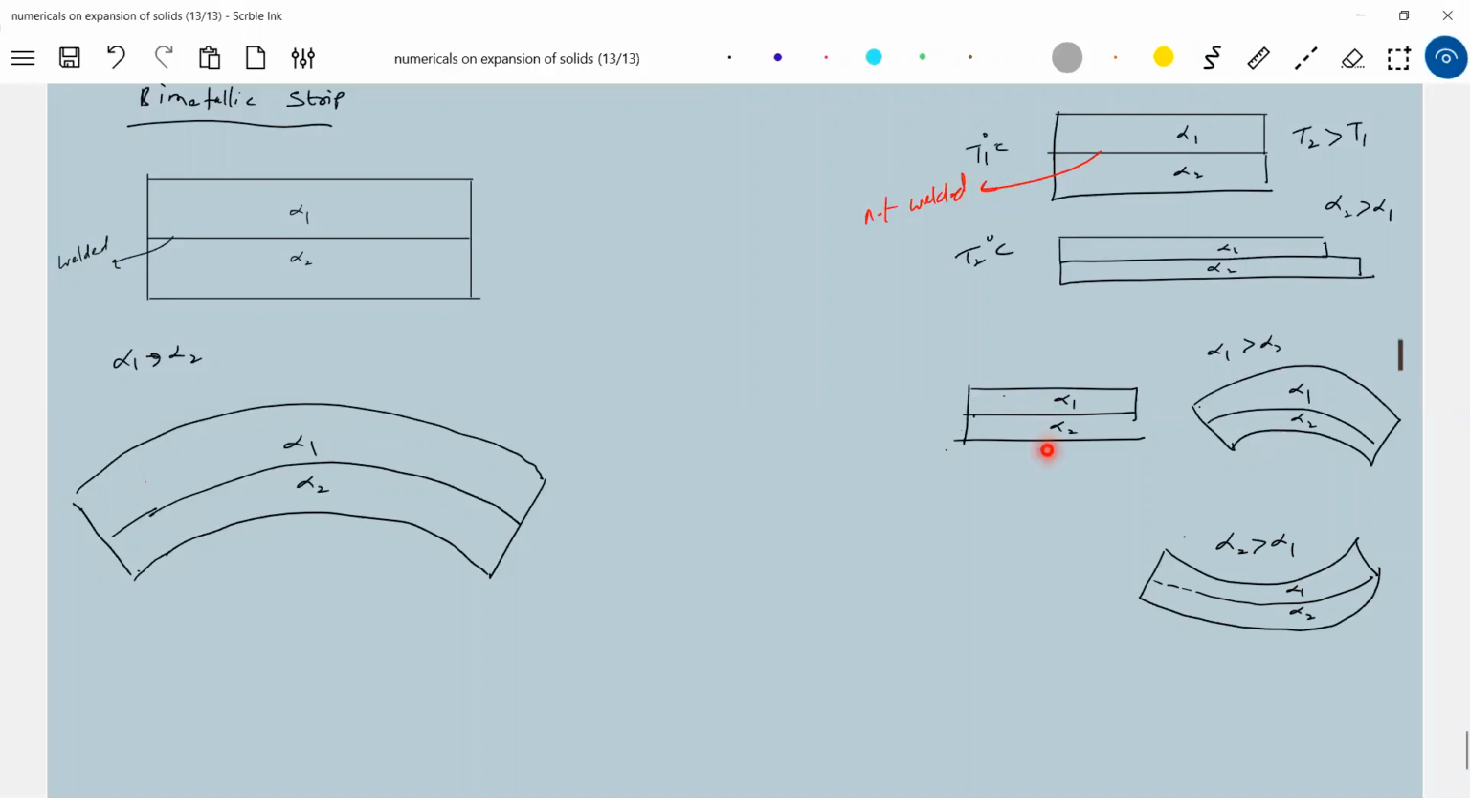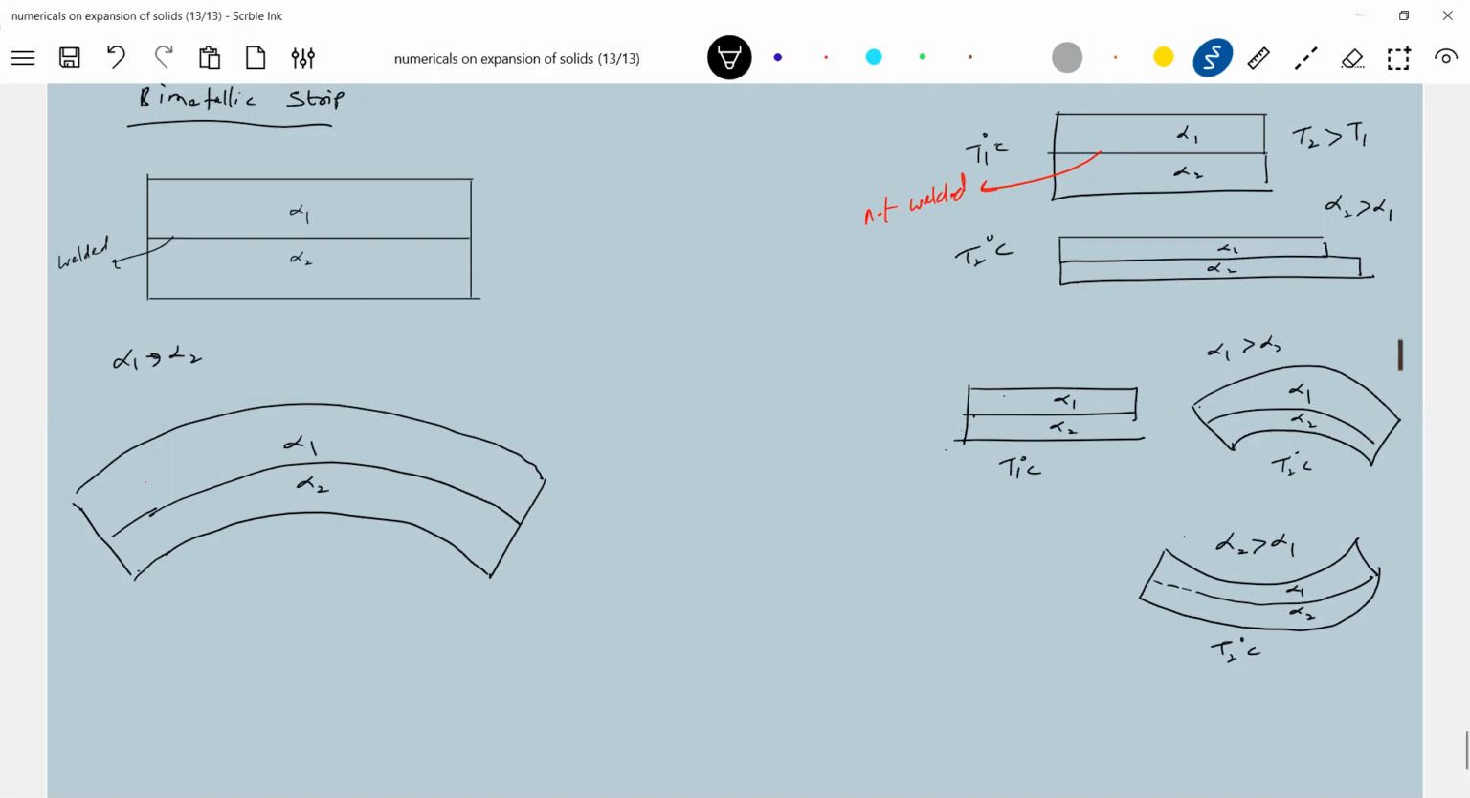If alpha 1 is greater than alpha 2, this rod wants to expand more, no? So therefore, it will be convex, the curvature will be like this here. If alpha 2 is more than alpha 1, this wants to expand more, but this will not permit. So therefore, they'll take shape like this here. Getting the idea? So when you raise the temperature, this will be a temperature T1 degrees Celsius.